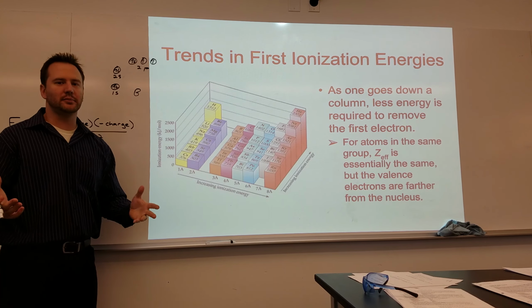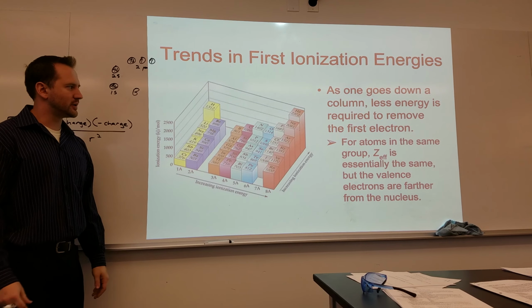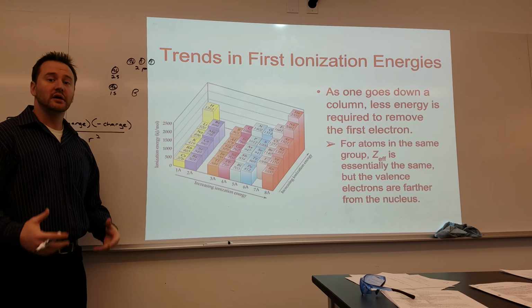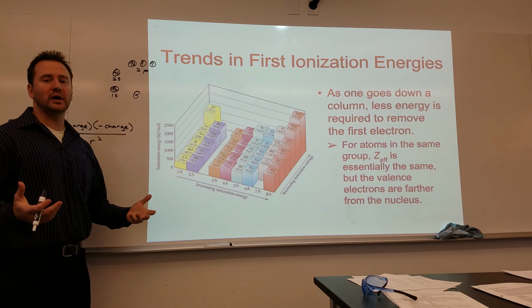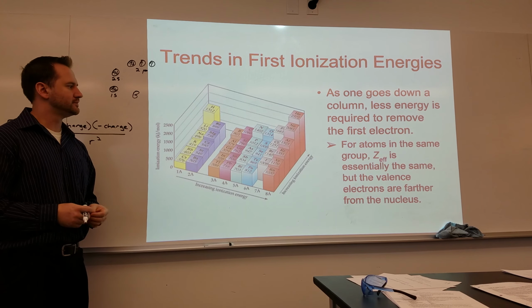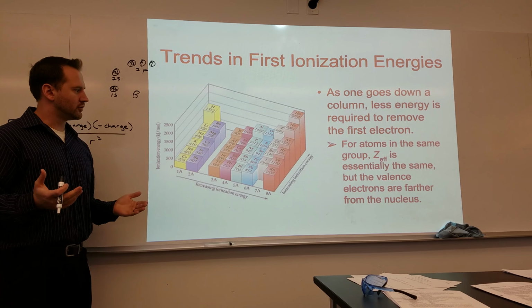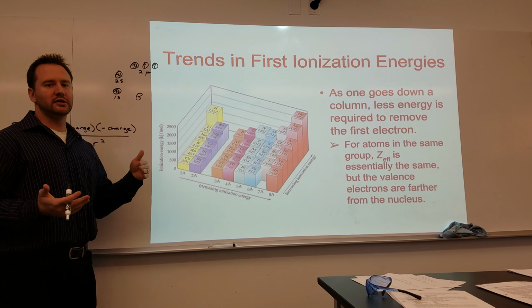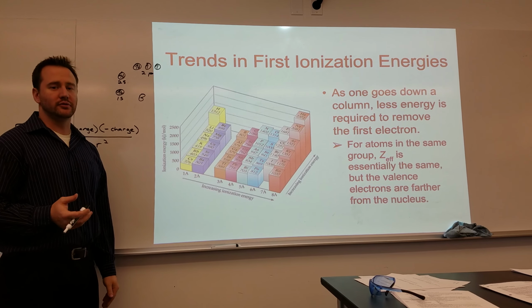So that just explains a couple of the breaks in the trend with respect to ionization energy. So again, the energy required to remove an electron from a neutral element goes up as the atomic radius goes down. So they're inversely related.